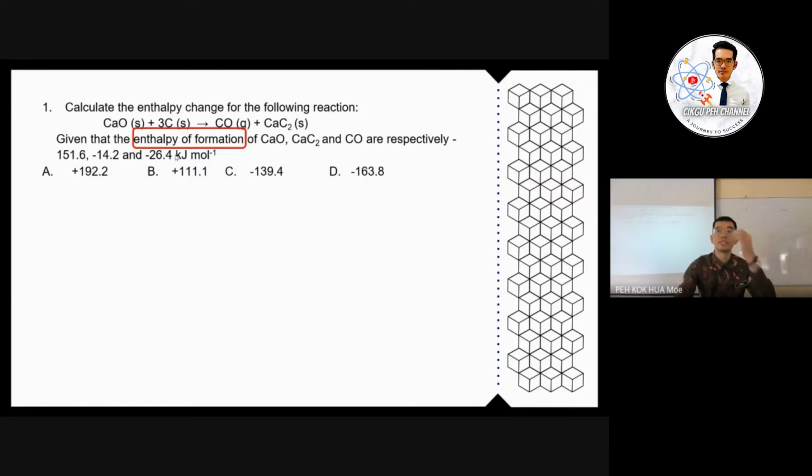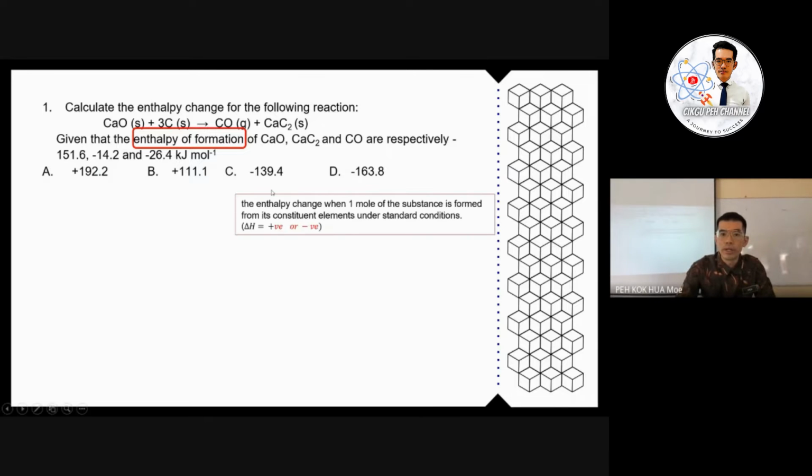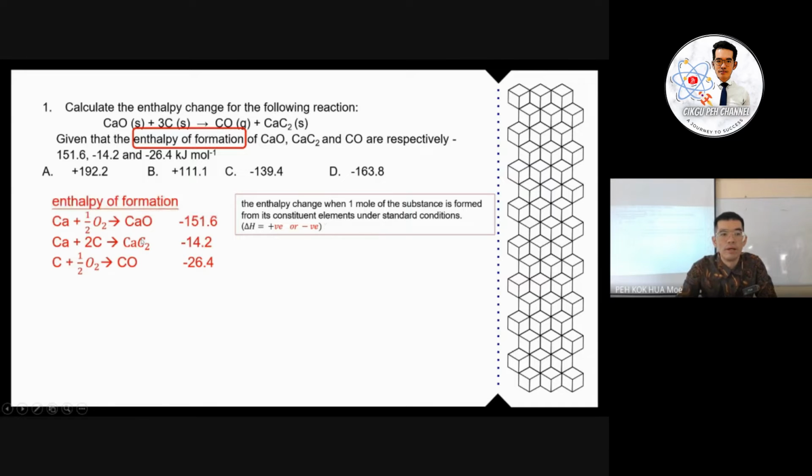This one we already discussed in section B and C. According to the definition, the enthalpy change when one mole of substance is formed from its constituent elements under standard conditions. So that means we have to get CaO from its constituent elements, so the equation will be like this.